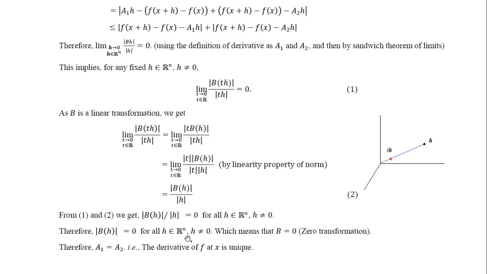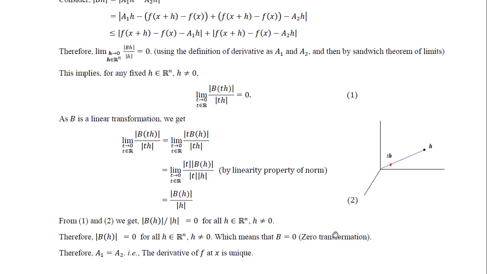You should write this line; I have briefly written it here. You should write it on a piece of paper and elaborate it for your understanding. So from this, B takes every h to 0. What is the meaning of that? B is a zero linear transformation. And effectively that is what we wanted.